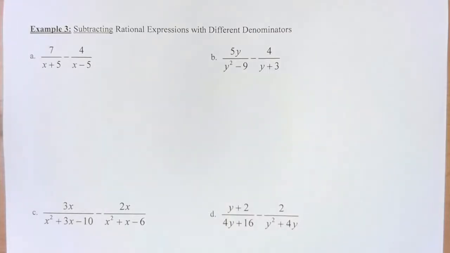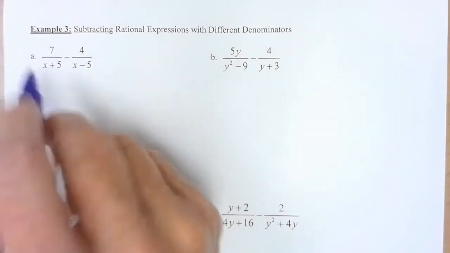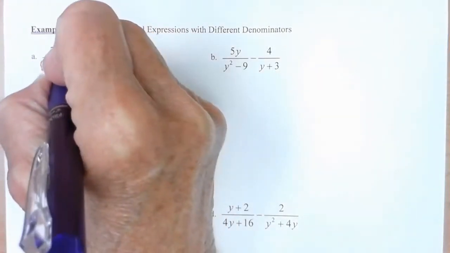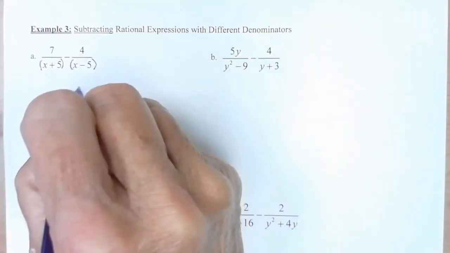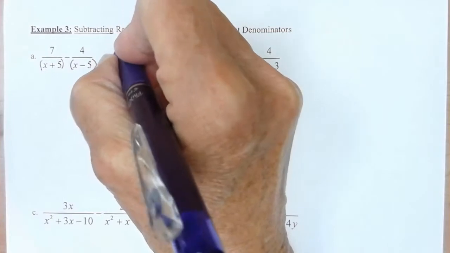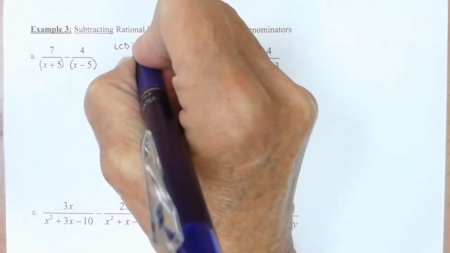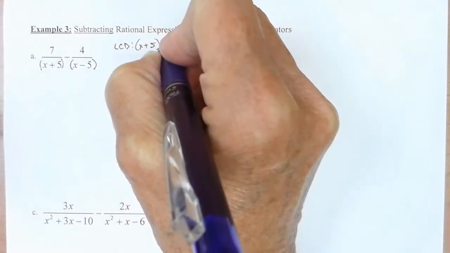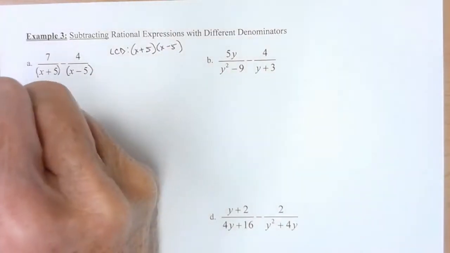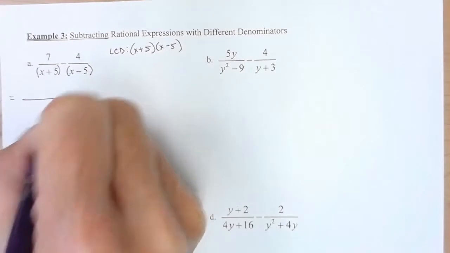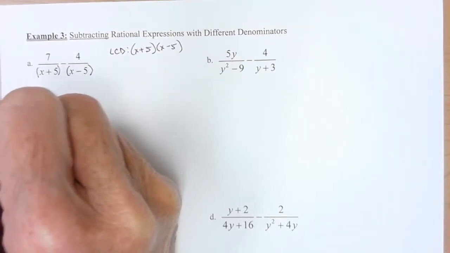We are going to be subtracting rational expressions with different denominators. In my first problem, neither one of these denominators can be factored. They are different. So I'm going to have both of those together as my LCD. With that, I'm going to now put the LCD under both of my fractions.